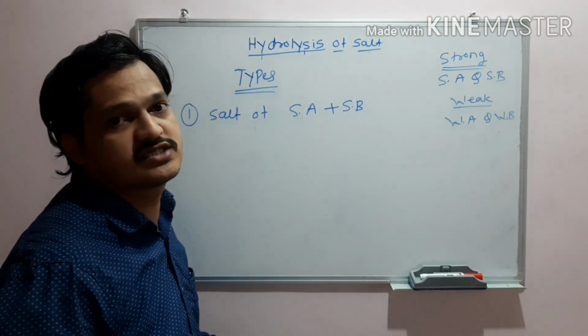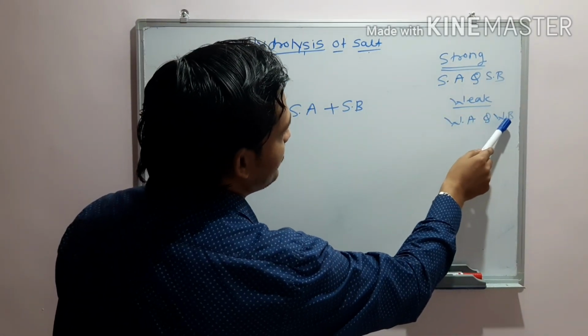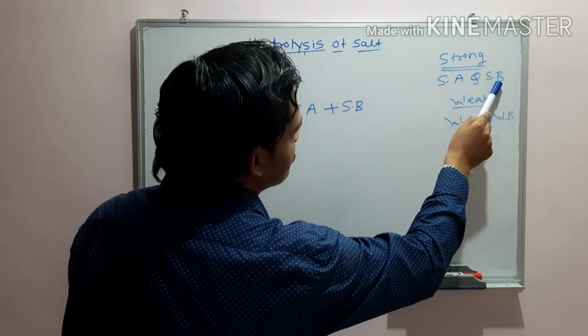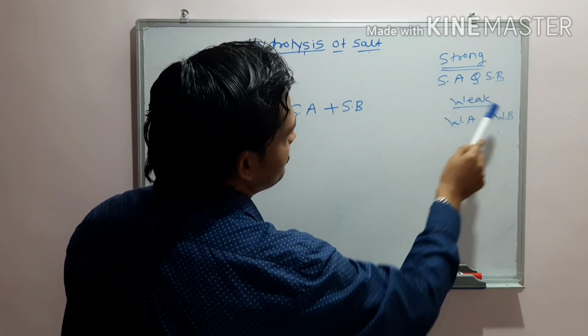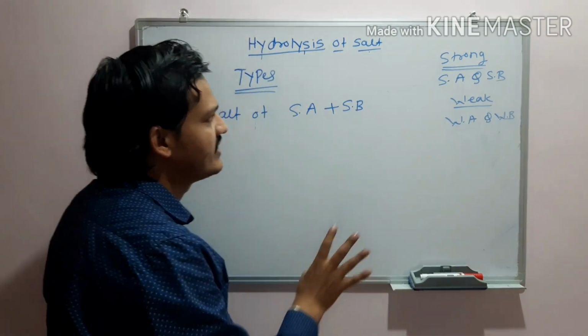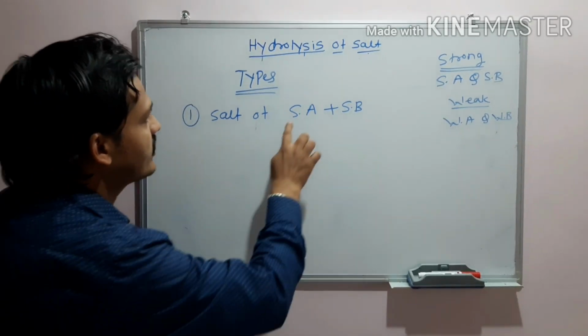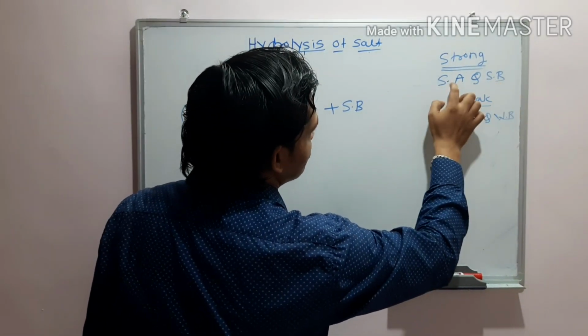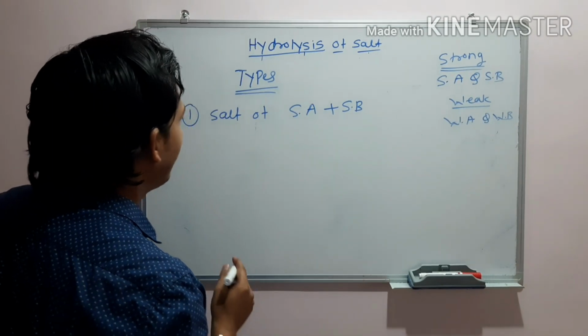Only 4 combinations are possible because strong acid reacts with weak base, strong acid reacts with strong base, weak acid reacts with strong base, or weak acid reacts with weak base. That means 4 types of salt are there. Number first, salt of strong acid and strong base. Then salt of strong acid and weak base.